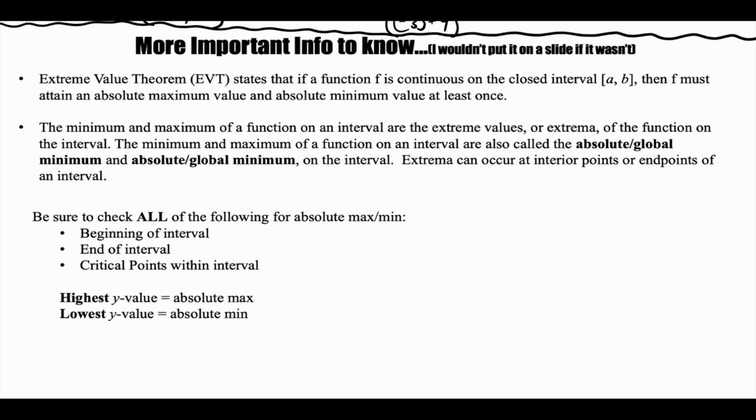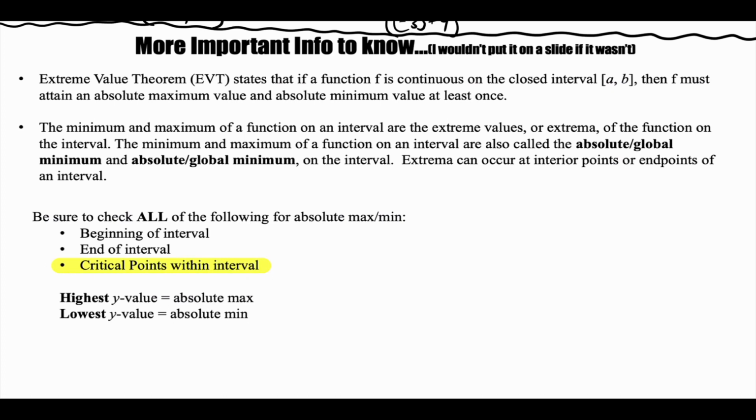And then we're going to look for the highest y value. The highest y value is the max, the absolute max. The lowest y value is the absolute min. Okay? So that's essentially what we're going to do. Where do we start? Anytime you're doing a problem where they want you to find a maximum and minimum, you always start with the critical points. Start there and go from there. That's what we're going to do.